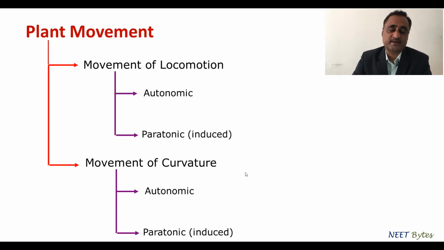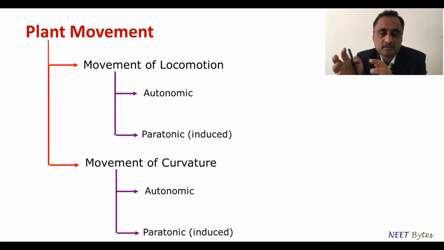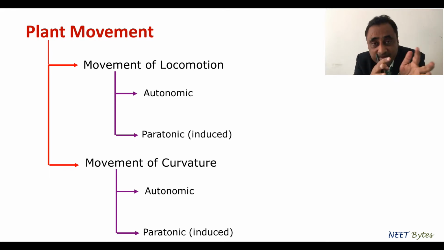Now let's try to understand how we can differentiate between movement of locomotion and movement of curvature. In movement of locomotion, the entire plant is moving. But in movement of curvature, a part of the plant is moving. It may be the stem or some other part. So if a part of a plant is moving, we call it movement of curvature, but if the entire plant is moving, we call it movement of locomotion.